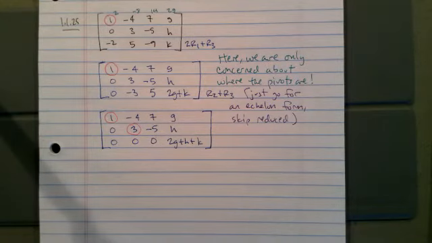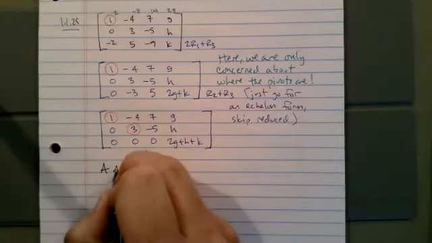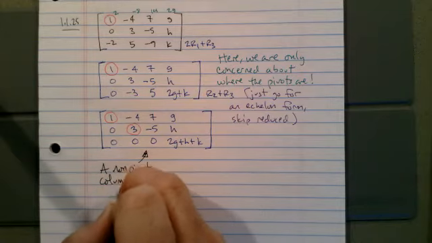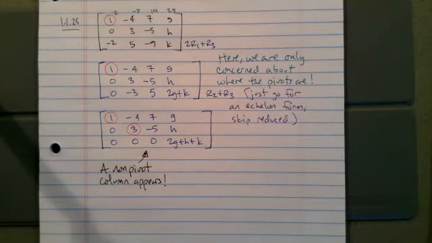So now the important thing has been revealed. This third column is not a pivot column. We do not have a pivot in the third column. So a non-pivot column showed up in our augmented matrix.